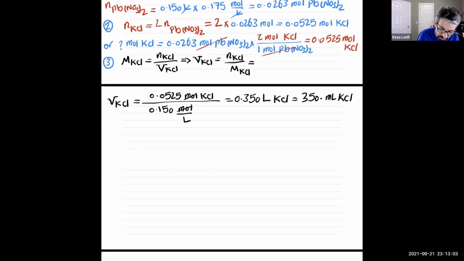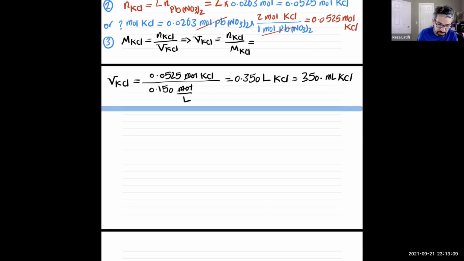The second method that you can use will be the dimensional analysis, and you can do it in one step actually. You can write it this way. How many liter of KCl? This is the part that the question is asking for.